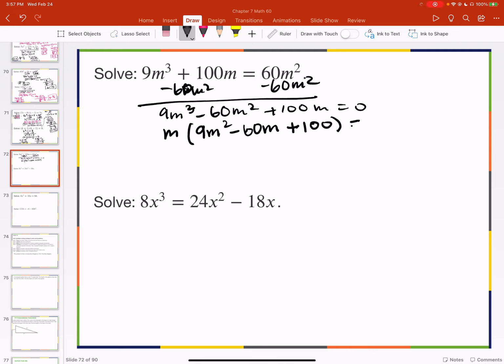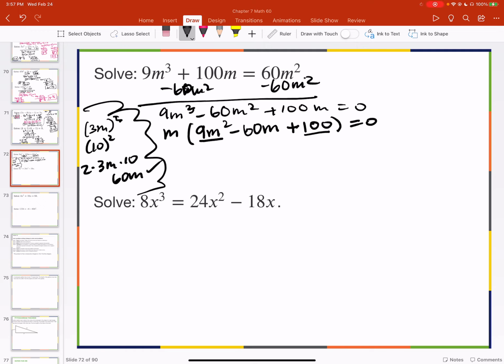Now, this is starting to smell like a perfect square trinomial, isn't it? Right? This is 3m squared. This is 10. So you should start recognizing it. So if you have 3m squared, that becomes 9m squared. And then 10 squared is 100. 2 times 3m times 10, if that's 60m, we got it. Okay, great.